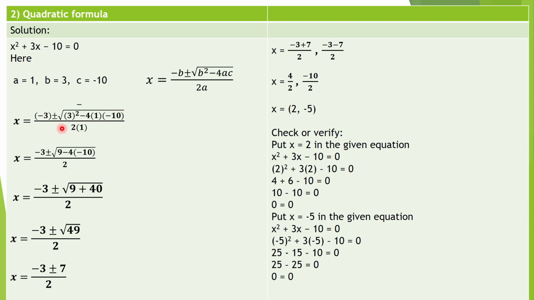We have put these values in the quadratic formula. Look over here, b is equal to 3 and c is equal to minus 10 and a is equal to 1.